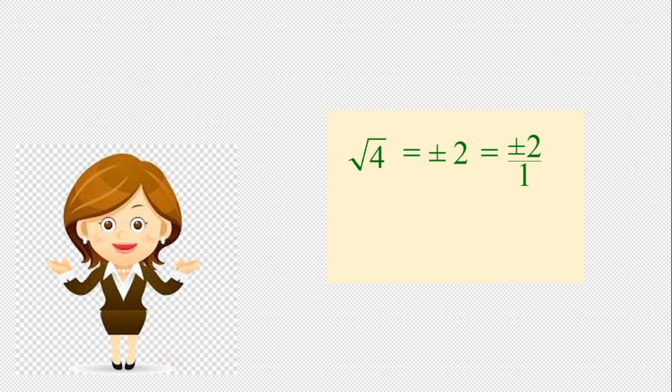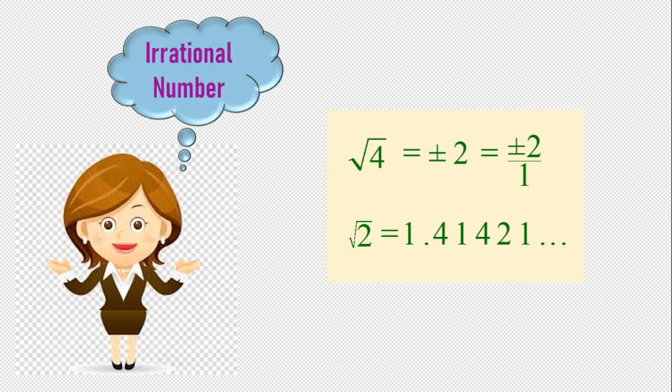Now, I give you the second example. It is the square root of 2. This number is equal to 1.41421, which does not satisfy either terminating or repeating decimal. So, the square root of 2 cannot be written as a simple fraction or as a ratio of two integers. This type of number is called an irrational number.